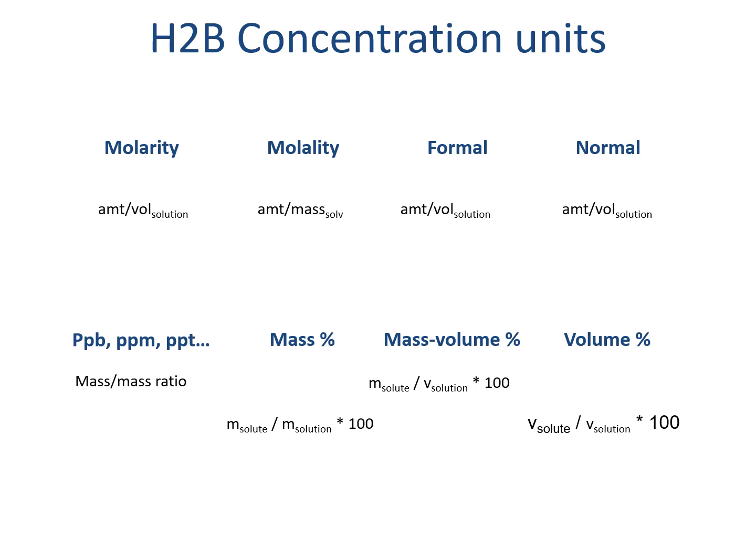But look carefully, though, at that top row. In that top row, there are 3 different units that all have the same form for the units, an amount per volume of solution, moles per liter usually. So what's the difference then between formal, normal, and molar?